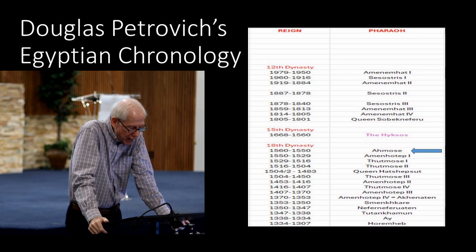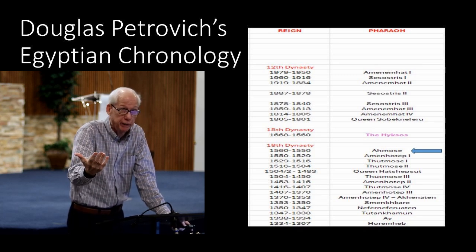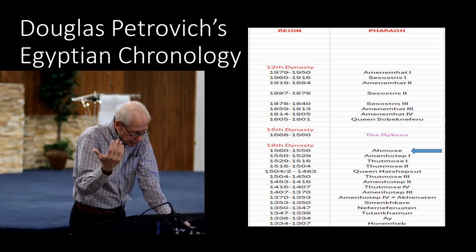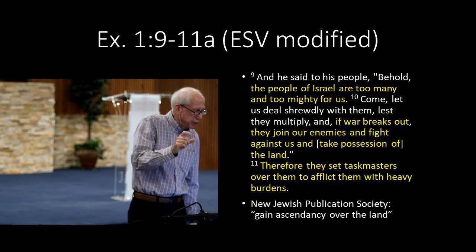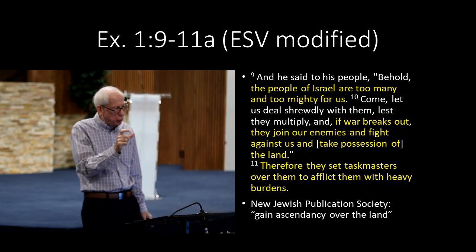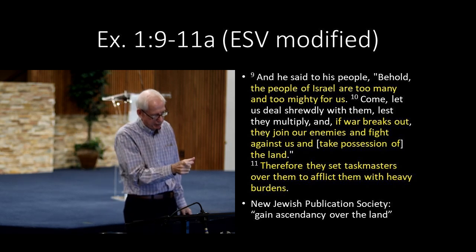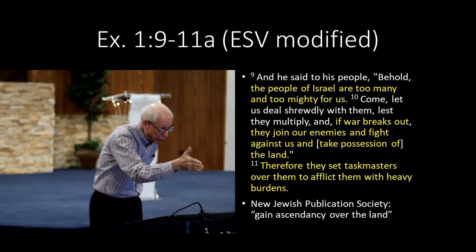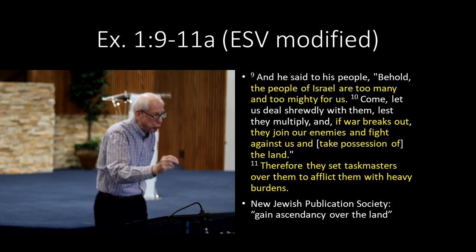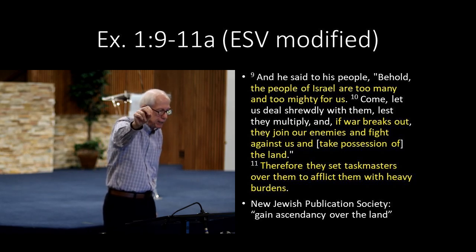and that fits very well with the Pharaoh's rationale for enslaving the Israelites that is given in Exodus chapter 1, verses 9 through 11, where it says, "And he said to his people, Behold, the people of Israel are too many and too mighty for us. Come, let us deal shrewdly with them, lest they get even bigger. And if war breaks out, they join our enemies and fight against us and take possession of the land."